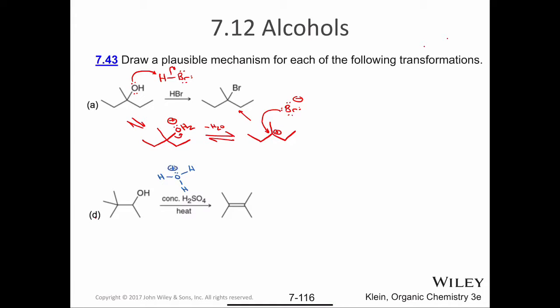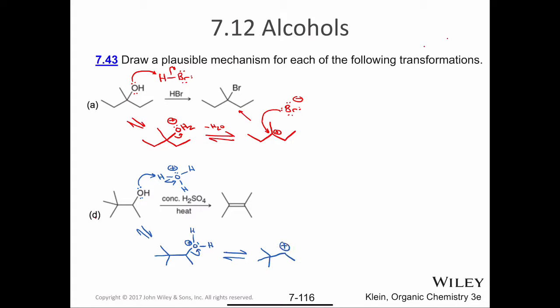So I'll start by drawing hydronium, and the first step, just like in 7.43a, is to convert that alcohol, that OH, that hydroxyl, into a good leaving group. So I'm going to draw the oxonium, and we could draw both protons like that if you want to. That's fine. So now I've converted this into a good leaving group. The leaving group is going to leave like this, and then I'm going to draw my carbocation.